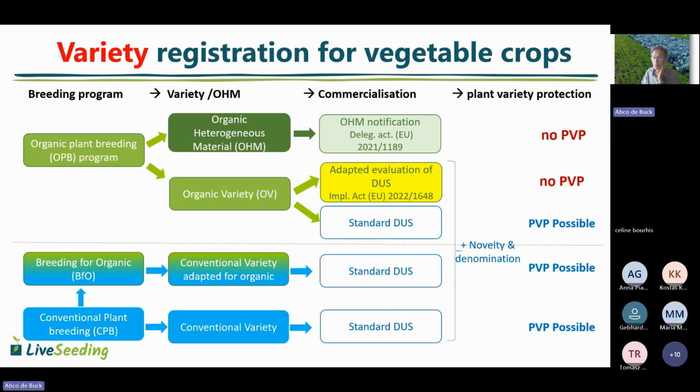There are also breeders that aim for organic, but have their material from a conventional plant breeding program. We call it breeding for organic. So it leads to conventional varieties with a normal conventional level of uniformity, adapted for organic. Of course, also plant variety protection is possible.